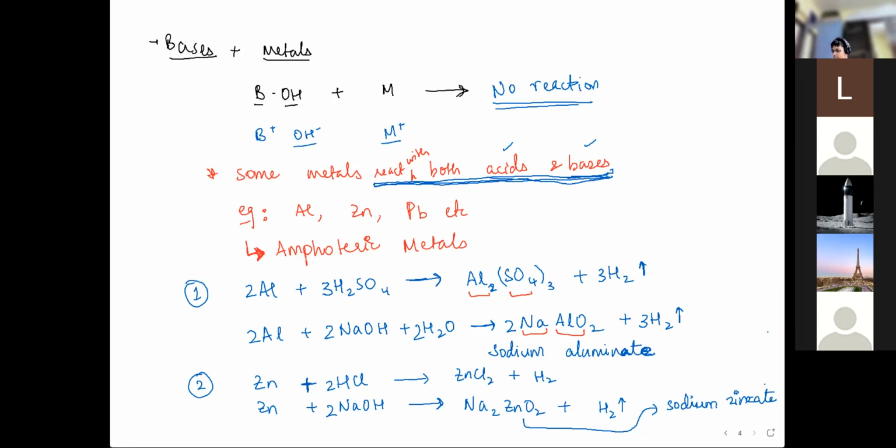Are you guys familiar with amphibians? Yes, ma'am. What do you mean by amphibians? The animals that live on both land and water. Correct. So whenever you come across both, like amphibian is both land and water, amphoteric is both acids and bases. That's why they're called amphoteric.